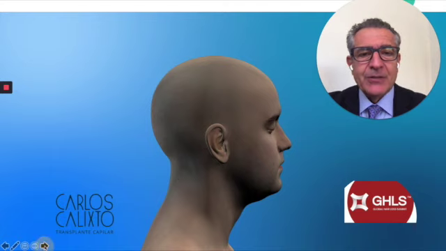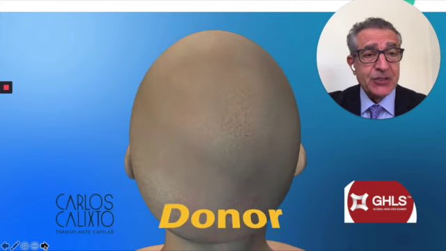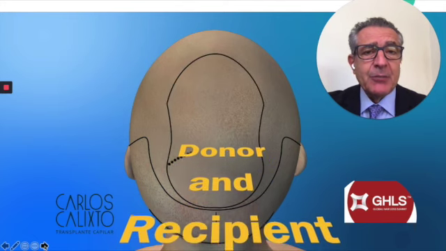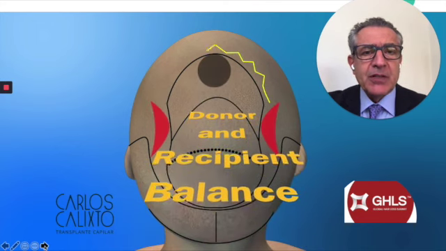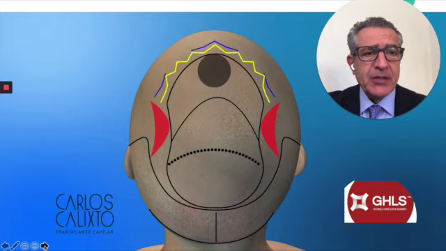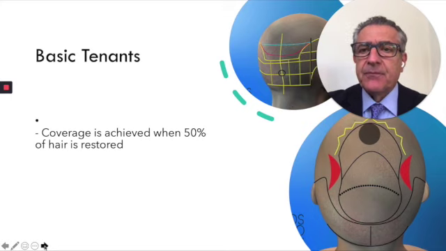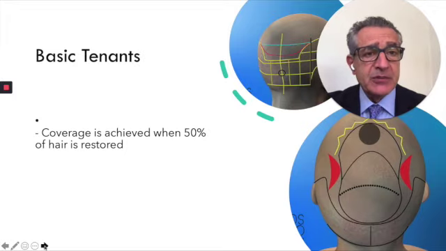We are going to talk about the balance between the donor and the recipient area, especially when you perform the FUE technique. The donor and the recipient area, in my opinion, are very, very important. When you see the patient for the first time, explain to the patient the limit of the surgery, the limit of the surgeon, and also the limit of the capacity of the patient to have hair to cover the area they want to do, especially in a young patient. You have to know and explain to the patient that the coverage is achieved when 50% of the hair will start.